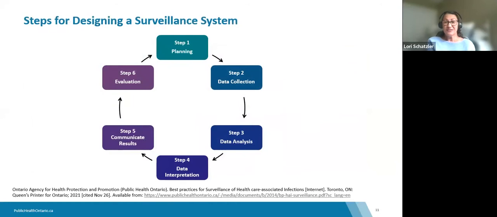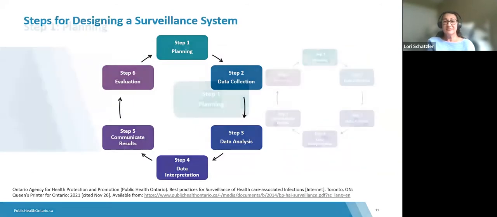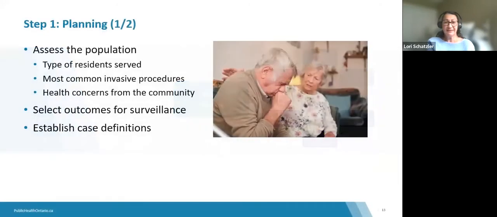Now we're going to walk through the steps of designing a surveillance system, and the first step is in the planning. We've mentioned a little bit about this. This is assessing the population, so really looking at the type of residents you're serving, what they're at risk for, and the most common types of invasive procedures that might be going on in your facility, and also looking at most common types of infections, and then any health concerns from the community in terms of communicating with your public health and what's going on in the surrounding area you're in that puts you at risk.